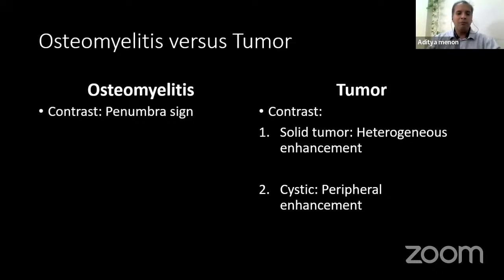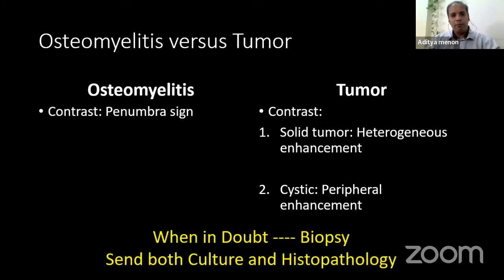So cystic lesion, one may be able to differentiate on an X-ray an osteomyelitis versus an aneurysmal bone cyst or a simple bone cyst. Because the cystic lesion, again, center is fluid and the surrounding is healthy tissue. But whenever in doubt, always biopsy. And the one thing we must remember is whatever we biopsy, we must send for culture and histopathology.